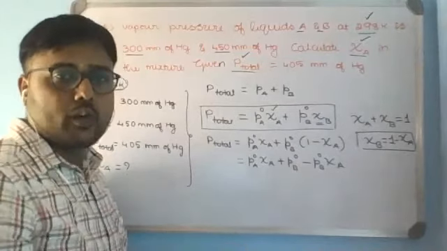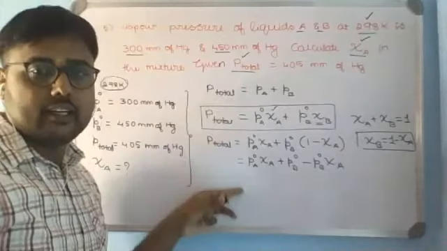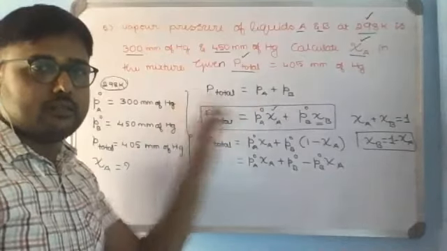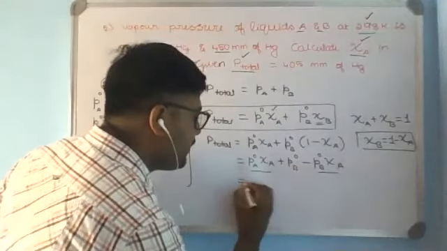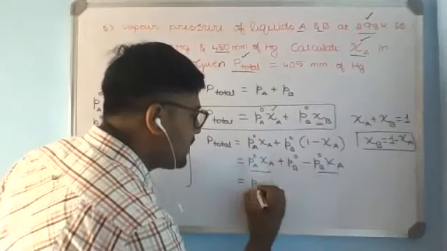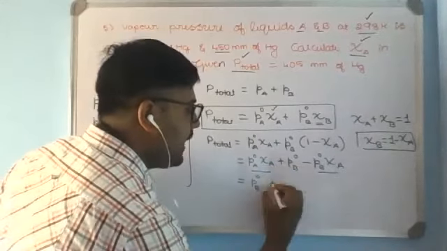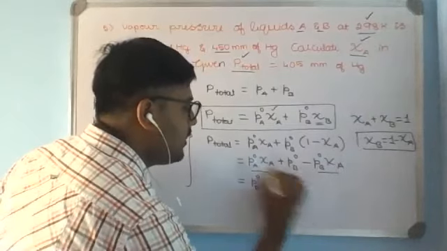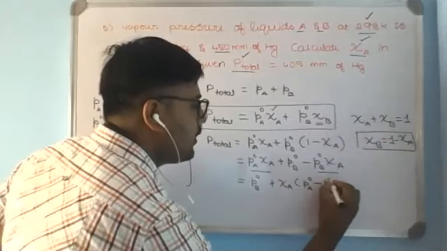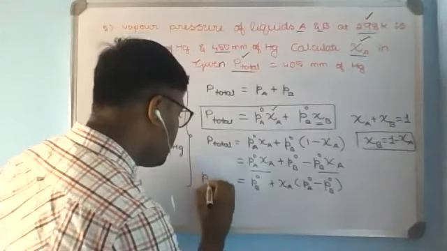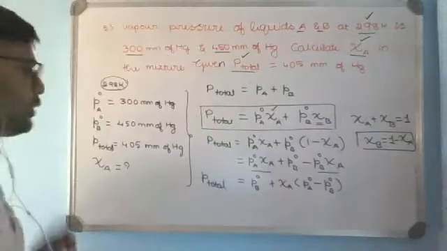But to avoid confusion and mistakes, you can go with the detailed structural definition form of the equation. Now, from these two terms, mole fraction of A is common. I will write PB naught first, then take mole fraction of A as a common factor, which gives PA naught minus PB naught. Now the equation is rearranged for the substitution. Now we'll go for substituting the values.